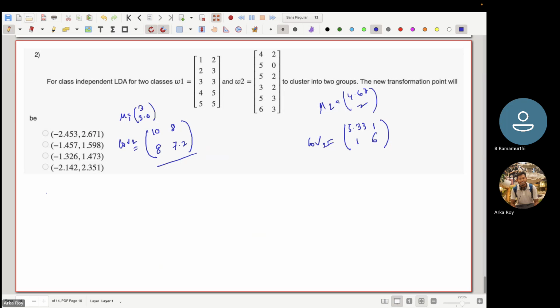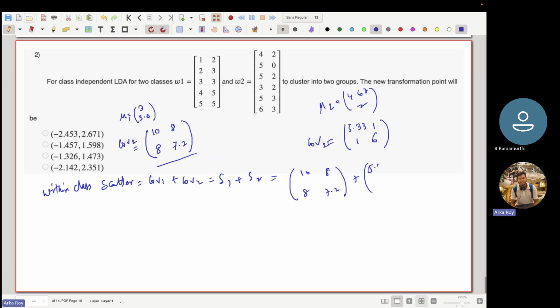So within class scatter is equal to S1 plus S2, which is 10, 8, 8, 7.2 plus 5.33, 1, 1, 6. So which is 15.33, 9, 9, 13.2.